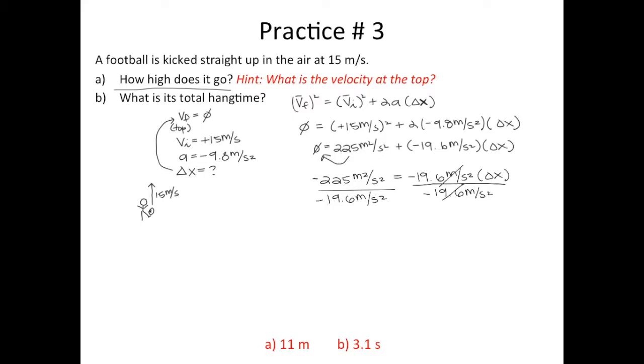So those cancel. So delta x equals 225 divided by 19.6 gives me, the negatives cancel, so it's a positive 11.48. And if we look at our units, the second squareds cancel, one of the meters cancels, and we're left with a meter. That makes sense for displacement. It doesn't ask what the displacement is. It just asks how high does the football go. So we can just write 11.48 meters for our answer. Or if you see, I rounded my answer to sig figs, so 11 meters.